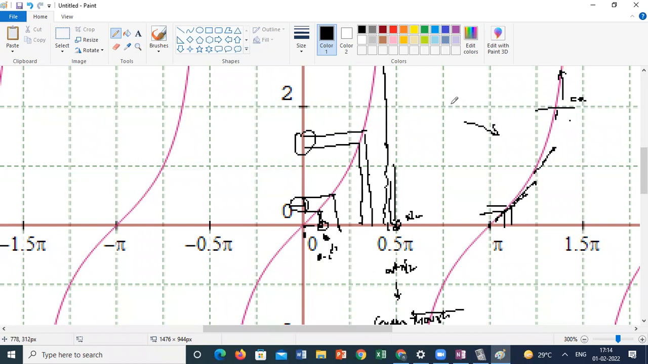So the scope is huge. You can connect to many places with respect to the differentiation of a graph. Is it clear, students? Anyone having any doubt? No, sir. Is it clear? Yes, sir. So I will start with a few numericals.